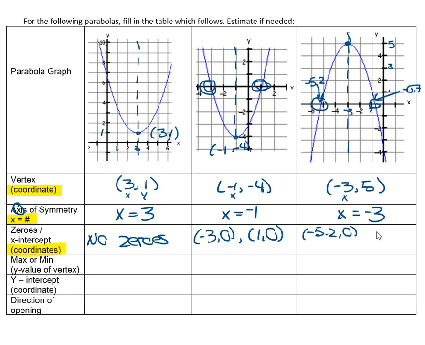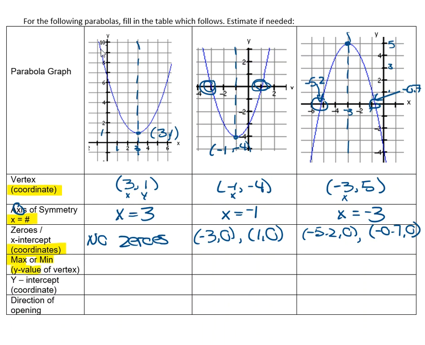That's one of my zeros, or one of my x-intercepts. My other one is (-0.7, 0). So there are my x-intercepts. The next one, remember, this one's a little tricky because you have to state if it's a maximum or minimum. We have to do that first, and then we're just going to list the y value.